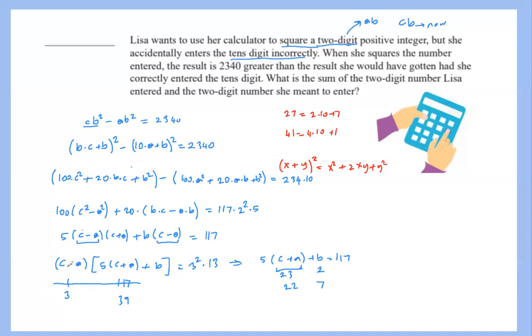So if C minus A is 3, then this product should be 39. So let's go with that. 5 times (C plus A) plus B equals 39. So 5 times 7 is 35, so B has to be 4 in that case. If I make this like 6, that means B has to be 9.